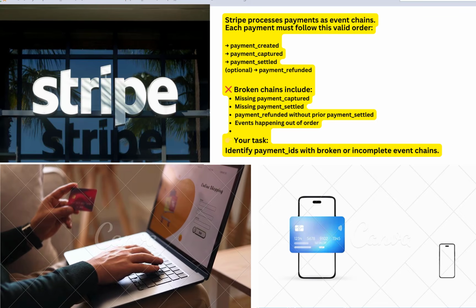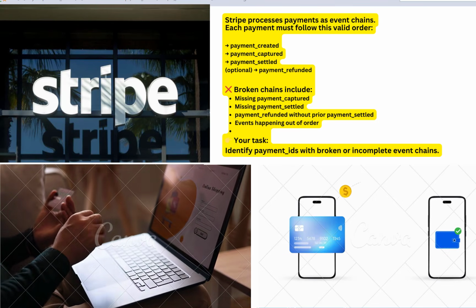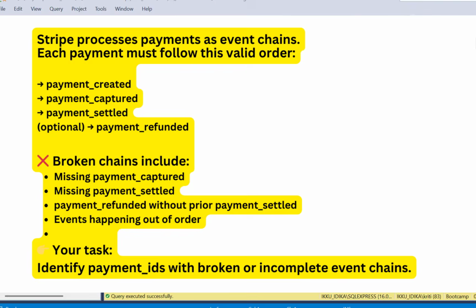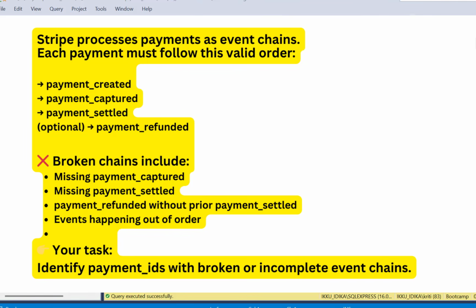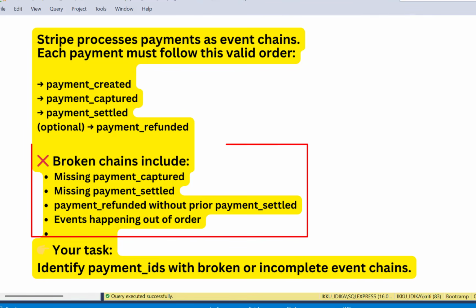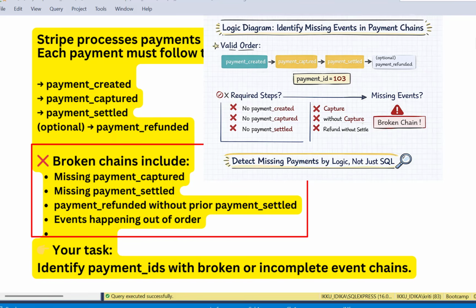Stripe processes payments as event chains. Each payment must follow this valid order: payment created, payment captured, payment settled, and optionally payment refunded. The logic to identify the broken chains includes any missing payment captured, missing payment settled, payment refunded without prior payment settled, so any events happening out of order or any missing events.